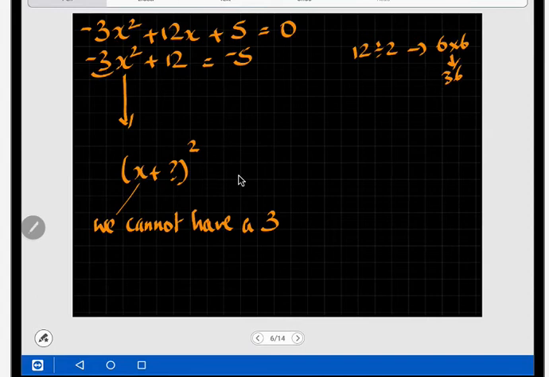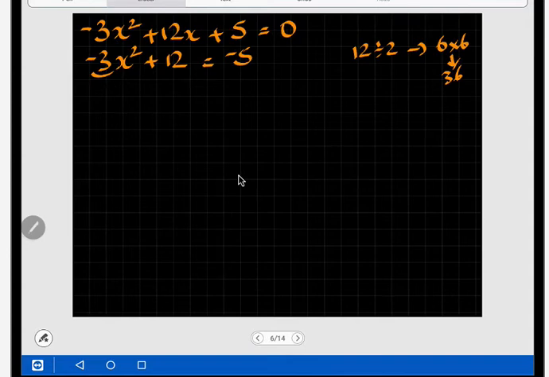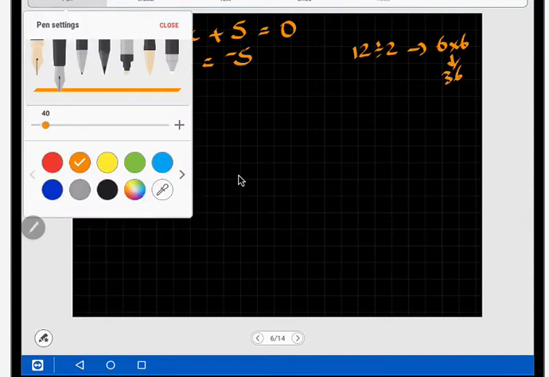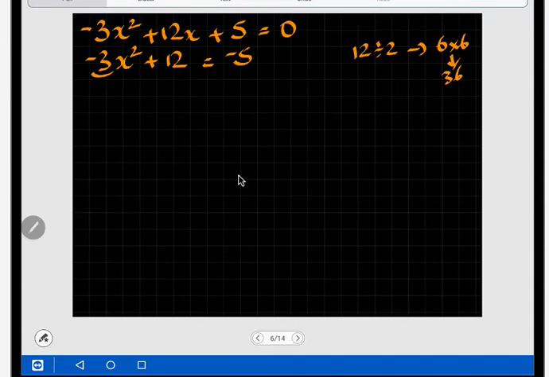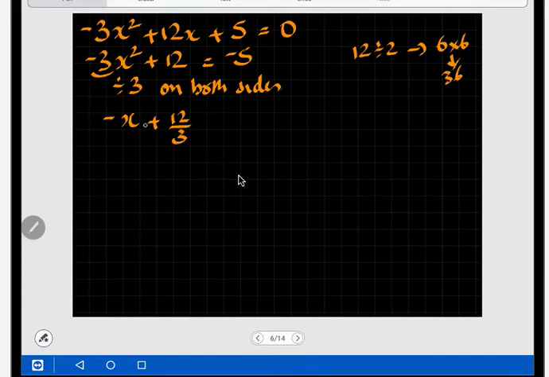Alright? So how do I get rid of this 3 here? I will divide both sides. Now I know why people don't like mathematics. It's too long, right? But no, it's not. It's just some additional working, that's all. Divide by 3 on both sides. I will have negative x plus 12 divided by 3. So let me put it like this. It's better.